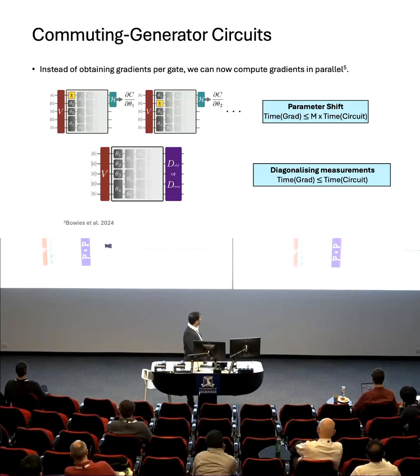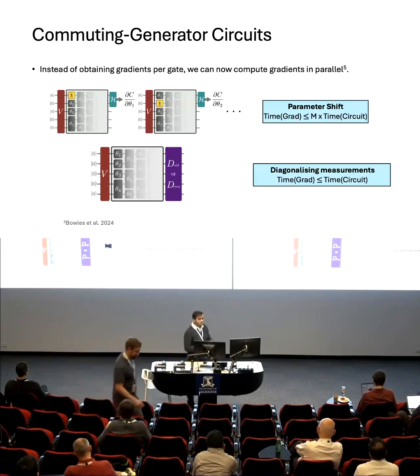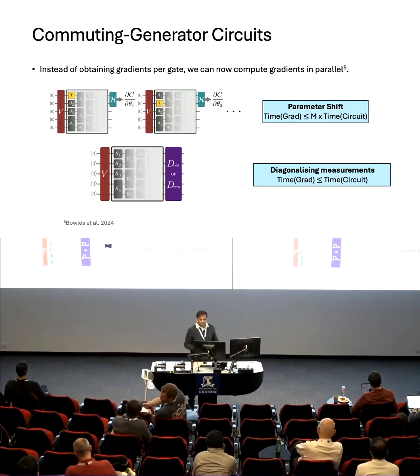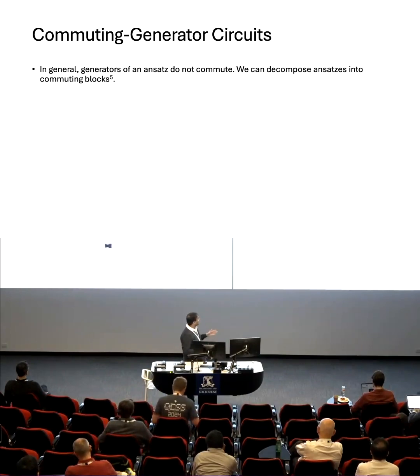And why? Because you don't need to go gate by gate in a parameter shift kind of fashion and pay the price of m. When you have m parameters, you can actually, because the observables commute, diagonalize these observables and then measure them all at once. So this has favorable scaling, but the price you have to pay is by having a commuting generator circuit. Now, in general, we won't have commuting generator circuits.